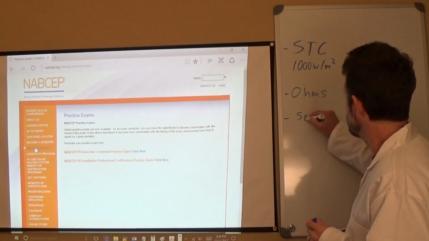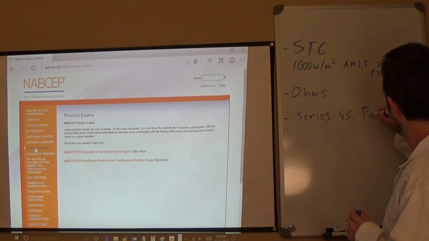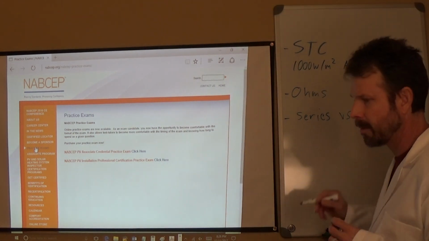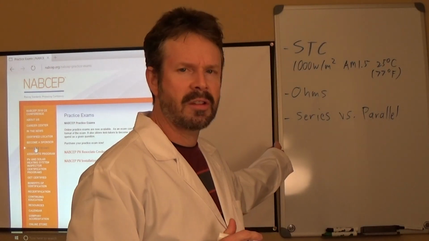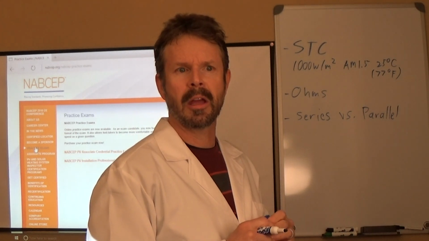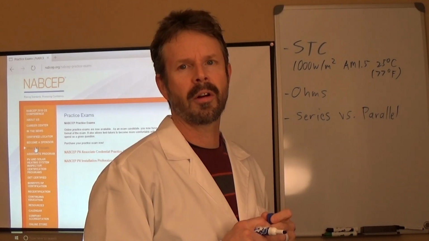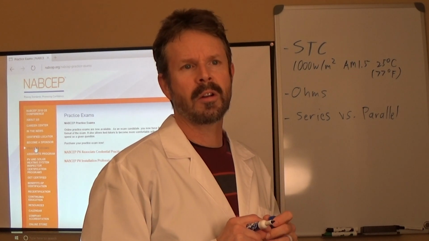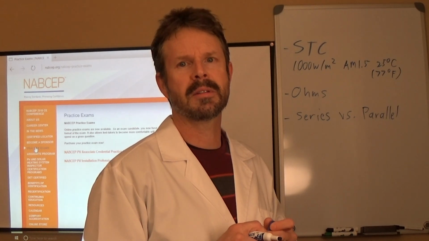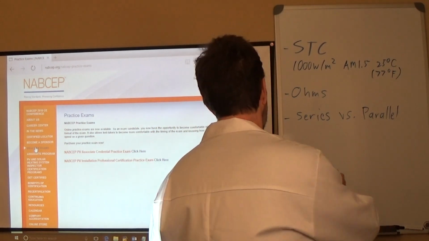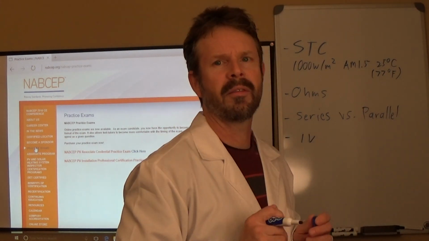Next is series versus parallel. Understanding how series strings of solar panels are set up and connected to the inverter is very important. Understanding what parallel can do for us as well. Extremely important to understand that for some of the problems and the questions that are going to be on the NABCEP exam.